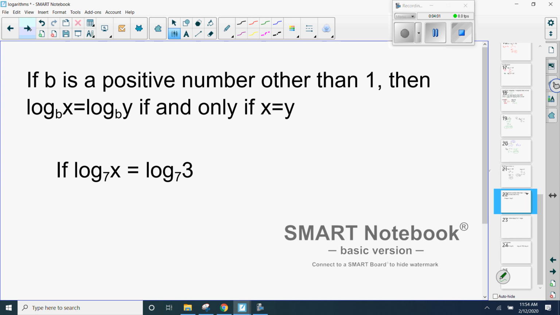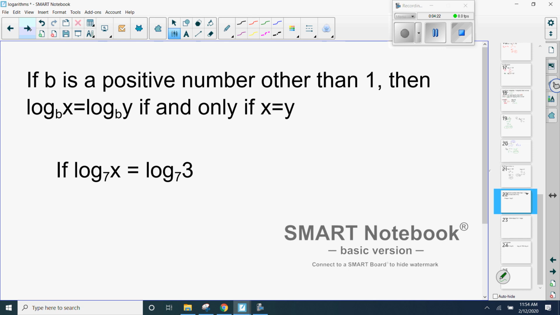So if we look at it, there's another thing when you deal with logs, and it says if b is a positive number with your base, we know the base has to be a positive number other than 1, because 1 to any power is just going to give you 1. Then log base b of x is equal to log base b of y only if x is equal to y.